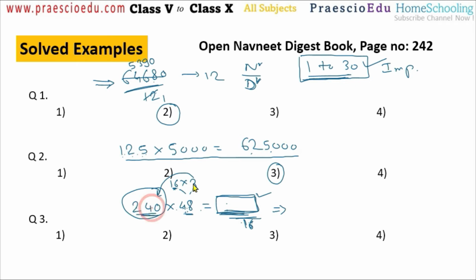Now 240 multiplied by 3: 24 times 3 is 72, and this 0 stays as it is. So this is 720, and this is given in option number 4. That's why option number 4 is the correct one, okay? I hope you understand this one. This is very important conceptually, please listen to this one also, okay?